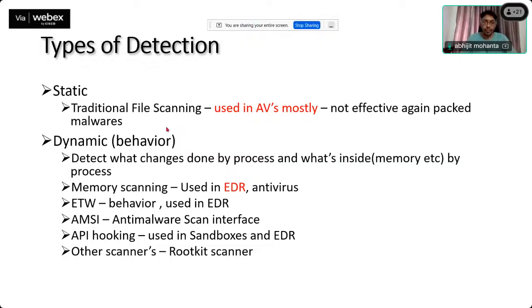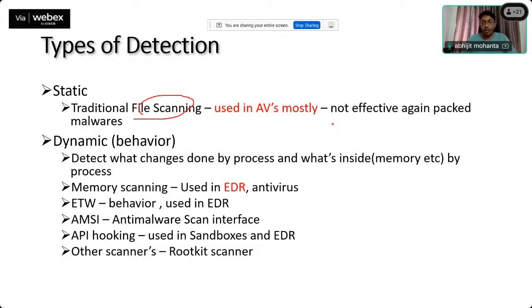There are two kinds of detection we will be taking into consideration. One is the static detection, and one is the behavior detection. Ideally, static detection is a very old technology. It's been there since the evolution of antiviruses, more than 25, 30 years, whenever the first antiviruses were first detected. So static detection relies on file scanning. It searches for the patterns in the file.